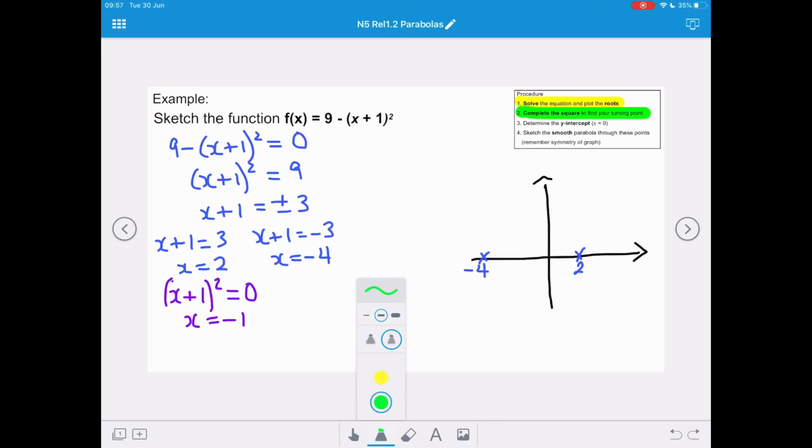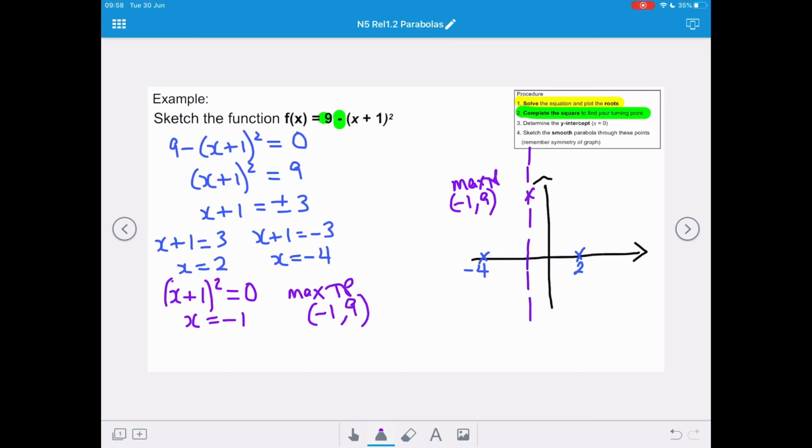And because the coefficient in front of our (x plus 1) squared bracket is negative, it means that this is going to have a maximum turning point. And when (x plus 1) all squared equates to 0, the maximum value of our function is going to be 9. So the maximum turning point is going to be at (negative 1, 9). And plotting that on, our maximum turning point at (negative 1, 9) gives us a line of symmetry going through that turning point at x equals negative 1.